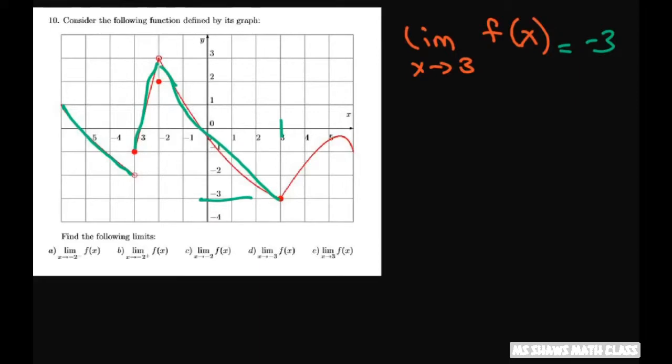That's from the left, and from the right, you come to -3 as well. So it does have a limit, and it's at -3. If I asked you what is f of 3, you would also say that's -3. Since all the numbers match, you would say this is continuous. That means when you're traveling along this path, you do not have to lift your pencil up.